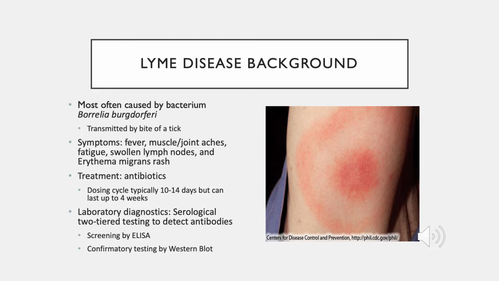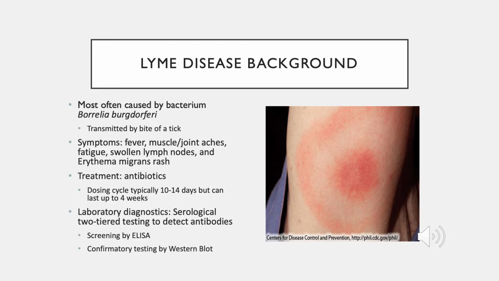In the United States, Lyme disease is often caused by the bacterium Borrelia burgdorferi. It is transmitted to humans through the bite of an infected tick, most often the blacklegged tick. Symptoms can begin as a fever, muscle or joint pain, fatigue, and swollen lymph nodes, but can vary between patients and are often misdiagnosed as another condition.